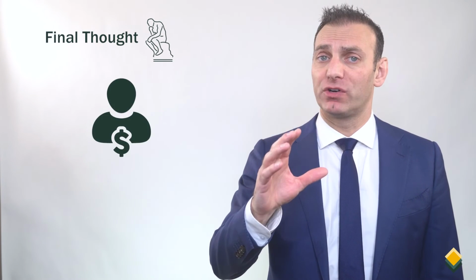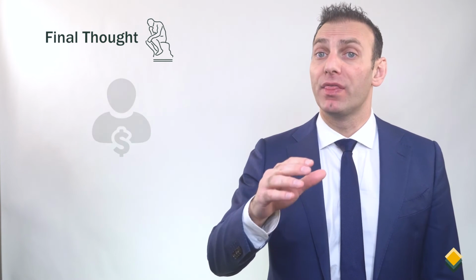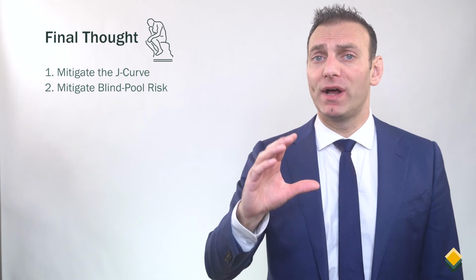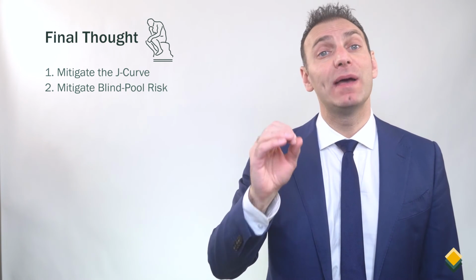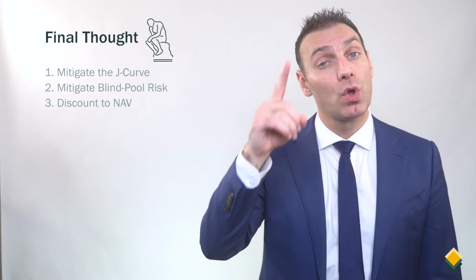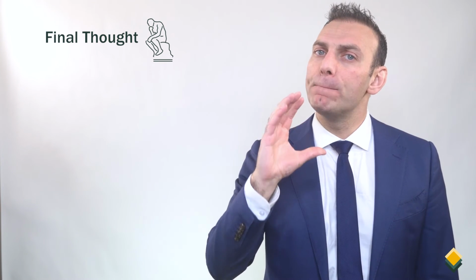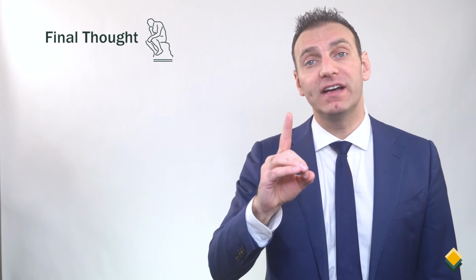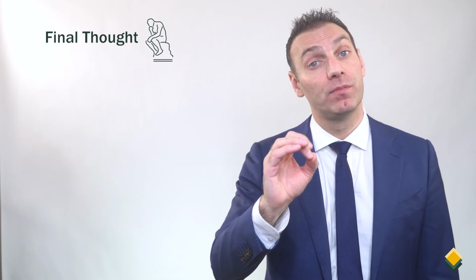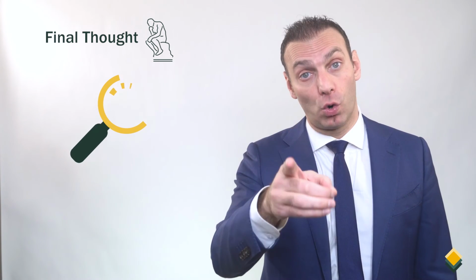Now, here's a final thought. Investors, private equity secondaries could be a good investment. They mitigate the J-curve, mitigate blind pool risk, and you may be able to buy at a discount to NAV. With that said, there are many details you need to understand before you make a secondary investment. So make sure to do your due diligence.